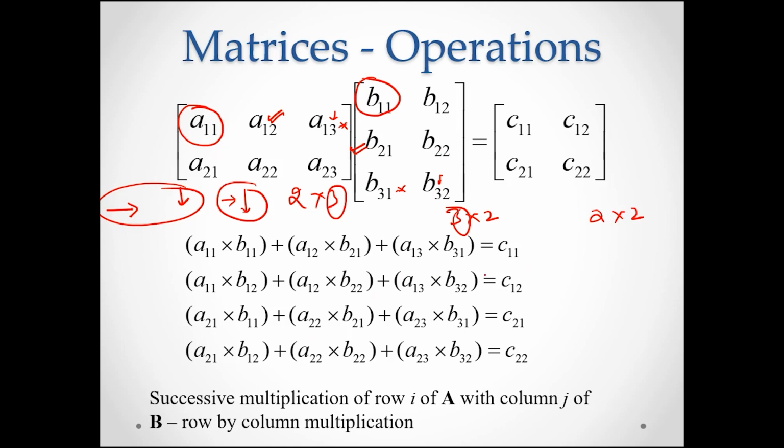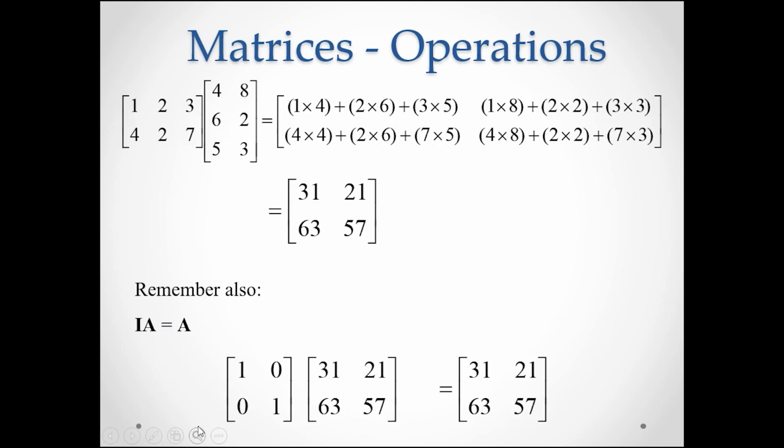Once we are done with the first row, we switch to the second row. So the second row starts from A21. So we have A21 cross B11 plus A22, the second entry with the second one, the third one with the third one. We are done with this part, then we'll switch to the second column. So we have A21 with B12, A22 with B22, A23 with B32.